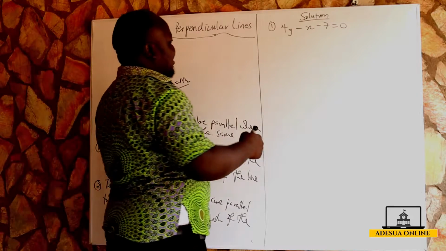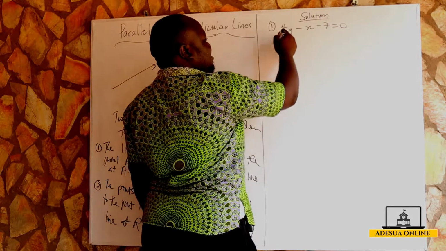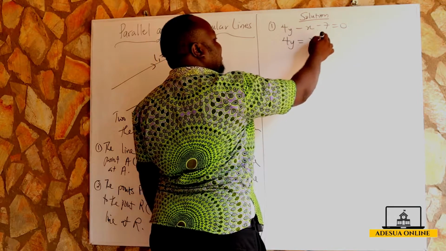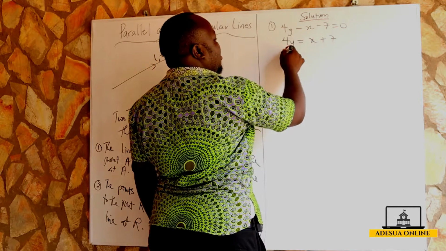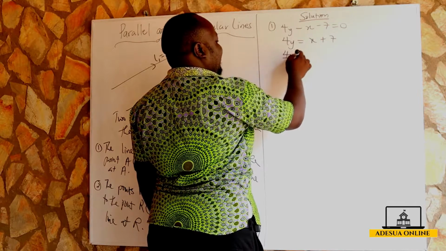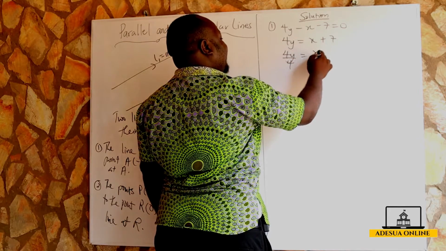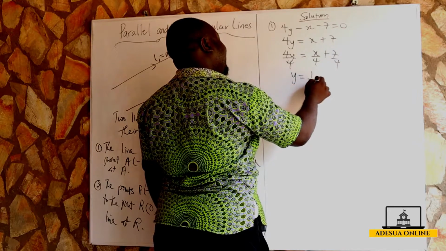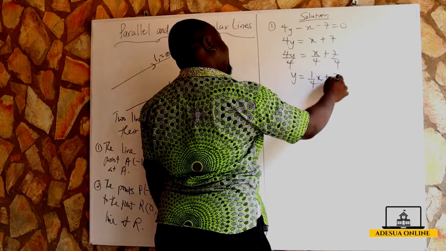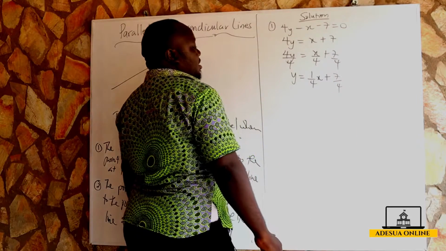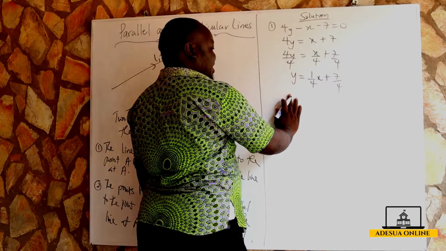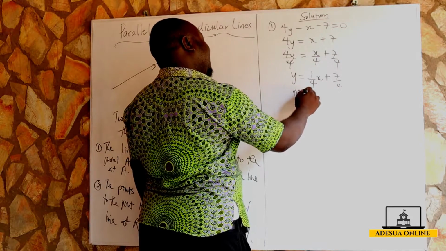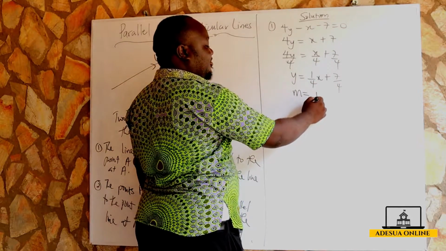So how do you find the gradient? By making y the subject. So making y the subject, we have 4y is equal to x plus 7. If we divide through by 4, we shall have y equal to 1 over 4 x plus 7 over 4. Now, comparing this to the equation of a line, which is y equals mx plus c, we realize that our gradient in this case is 1 over 4.